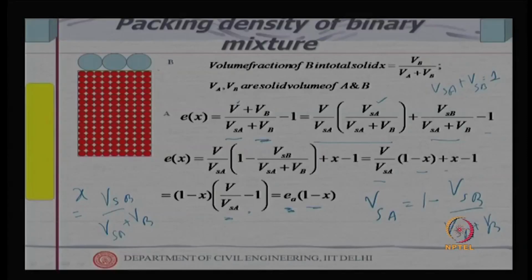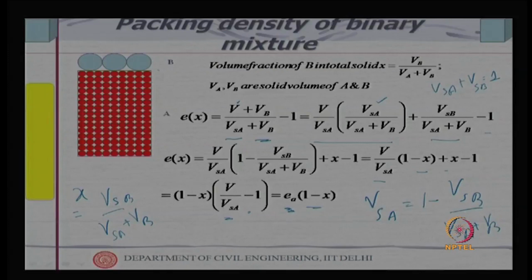Solid volume will also increase by the same amount. So, I can express the void ratio, that is the original volume plus the volume of the solid added, and let us, we are in our algebraic expression, we are assuming V as the original volume. So, V plus V B, that is I have added volume of solid, divided by V S A, plus V B is the total volume, minus 1 is the porosity by definition.